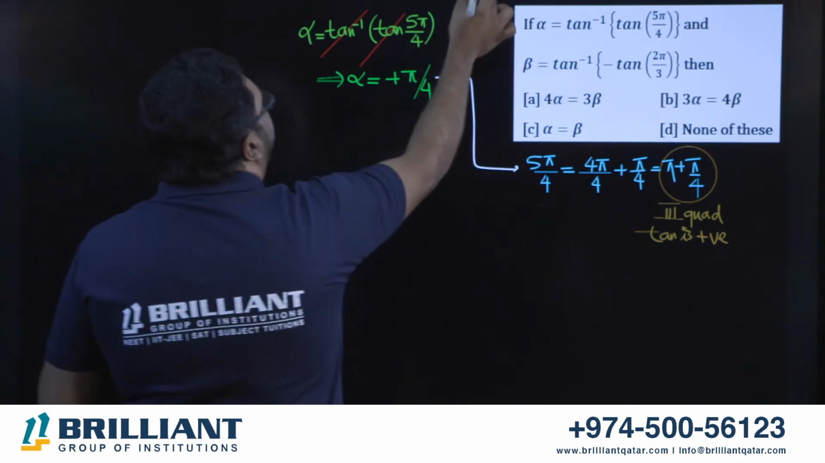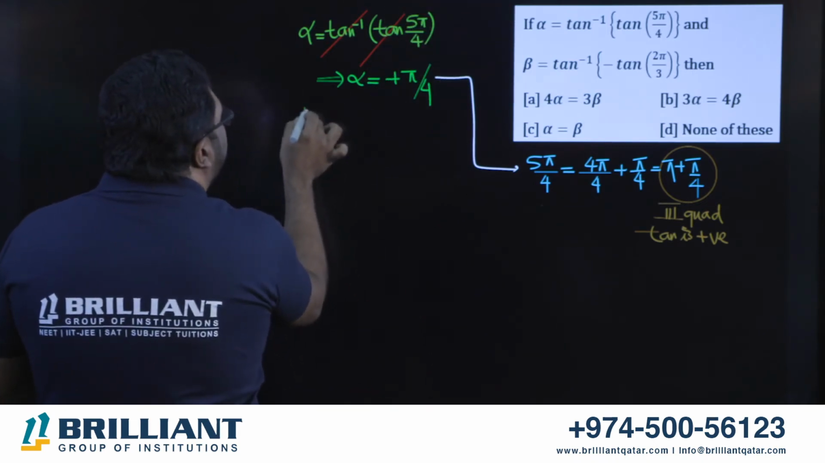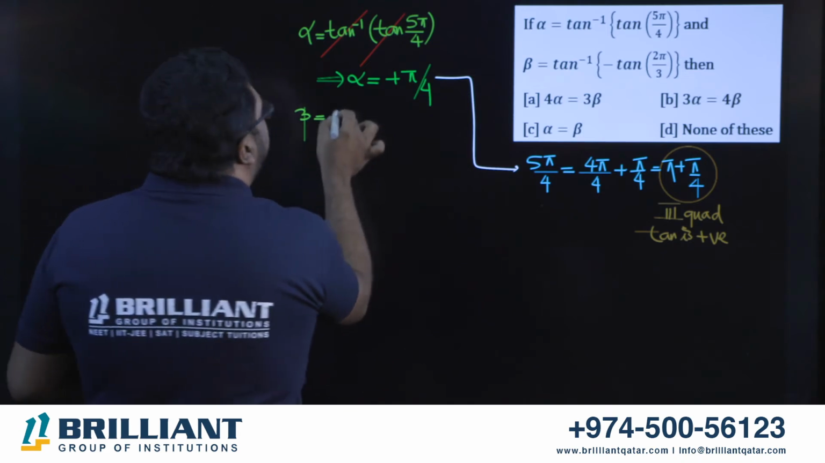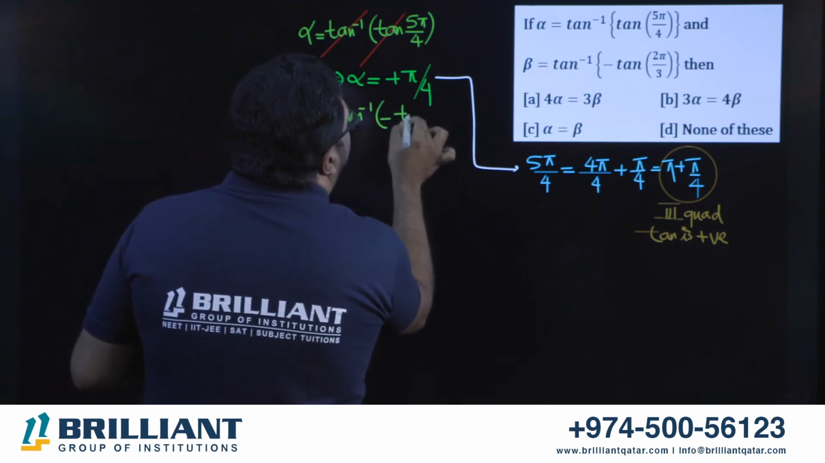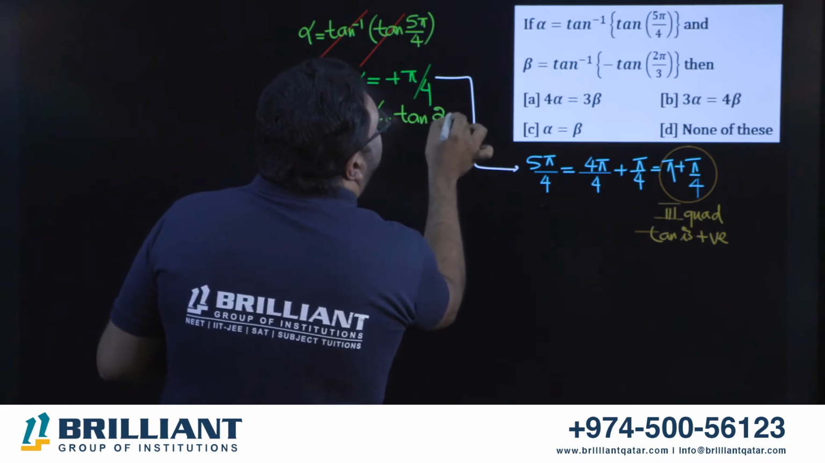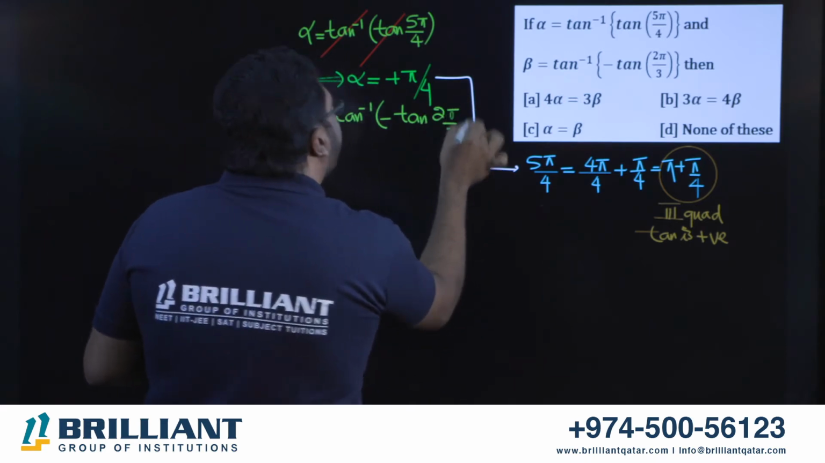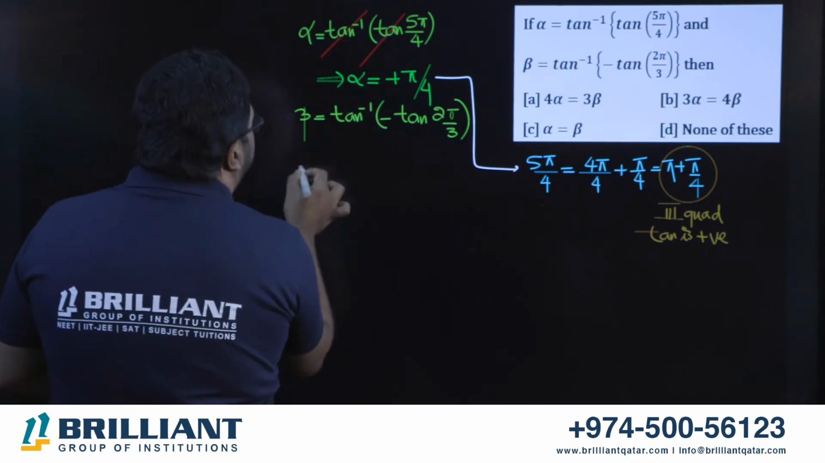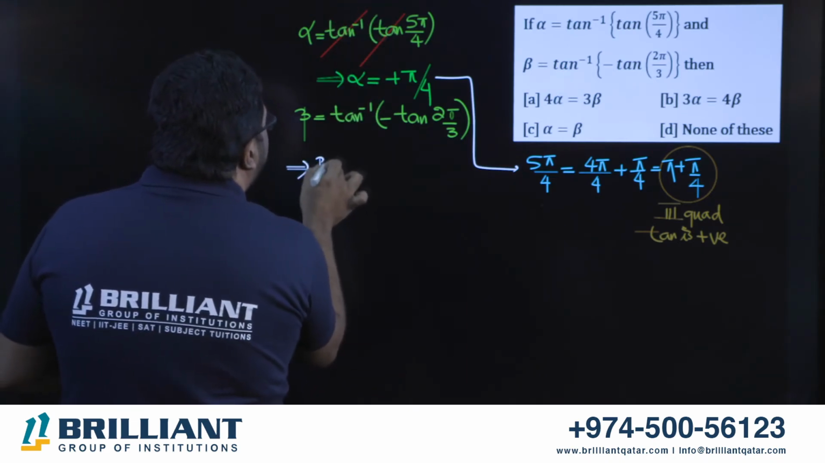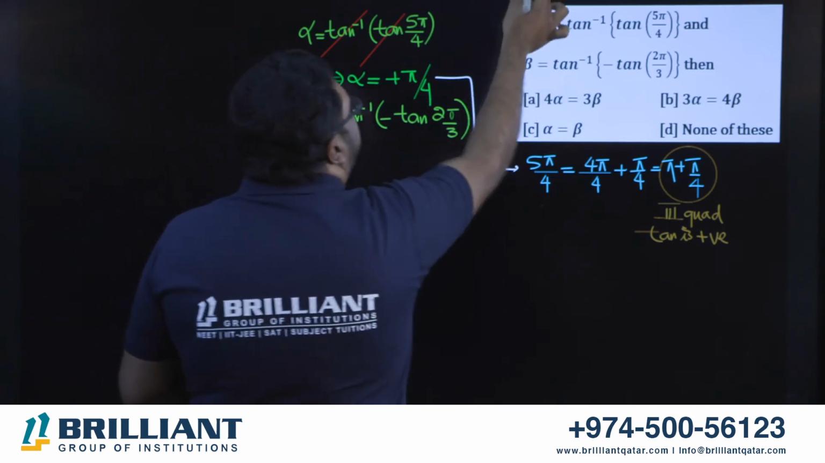What about beta? Beta is equal to tan inverse of minus tan 2 pi by 3. That implies beta is equal to tan inverse of minus x.